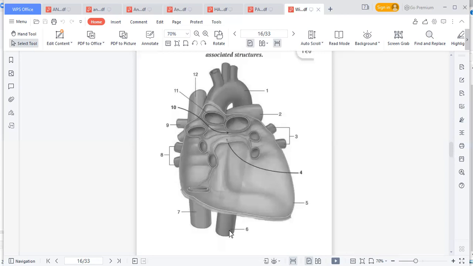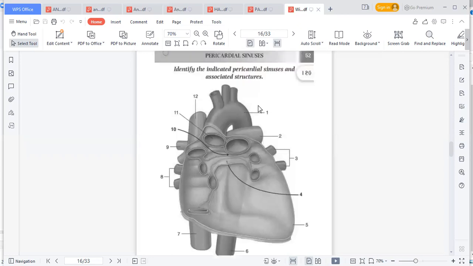12 is the superior vena cava. Number 11 is the ascending aorta. Number 9 is the pulmonary artery, but it's a branch, the right pulmonary artery. 8, these are pulmonary veins, but the right ones, because the pulmonary veins are 4, we've got 2 on the left and 2 on the right. This is the oblique sinus. The one that is transverse is number 10. This artery will come, whether you like it or not.